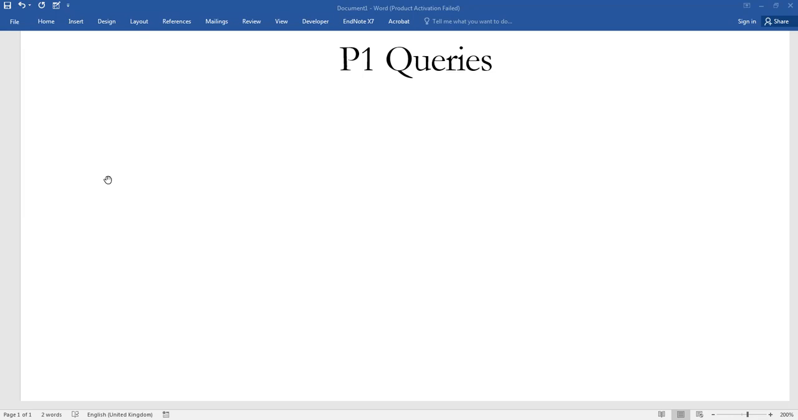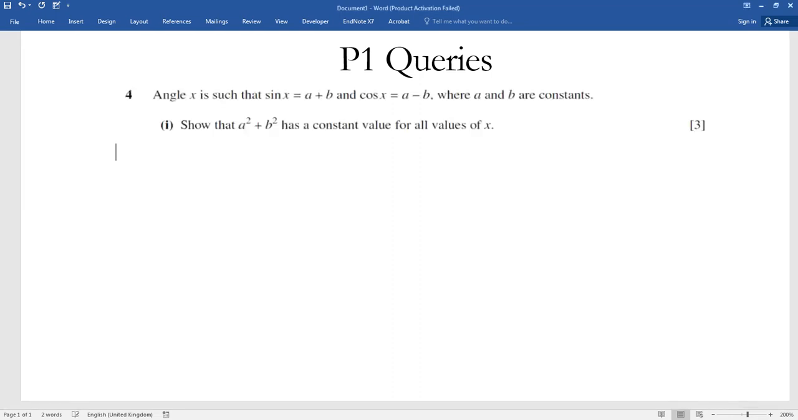Let's have a look at a few queries from P1, June 19, 1, 2. Question number 4. Angle x is such that sin x is equal to a plus b, cos x is equal to a minus b, where a and b are constants. Show that a square plus b square has a constant value for all values of x.